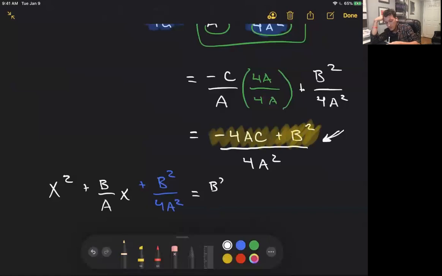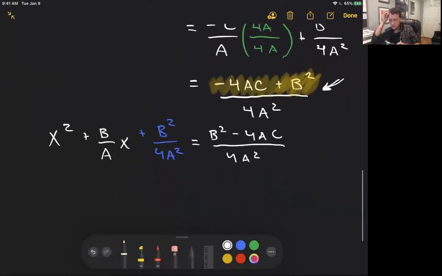B squared minus 4ac, and holy cannoli, look what we have. B squared minus 4ac. So now I simplified the right side. So now I want to simplify the left side. That is my next goal. I want to try to simplify this guy.